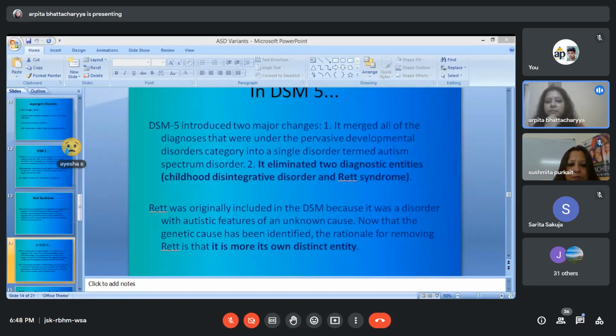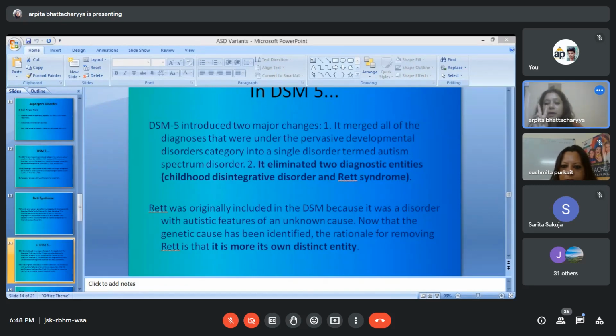So DSM-5 definitely introduced two major changes we will be talking about. Number one, please remember, it merged all of the diagnoses that were under the pervasive category, that umbrella, into a singular term, autism spectrum, in DSM-5. So we are not having that umbrella anymore. In DSM-4, we had that umbrella with the five conditions under it. In DSM-5, the umbrella is no more. It's just autism spectrum disorders. That's it. It eliminated two diagnostic entities.